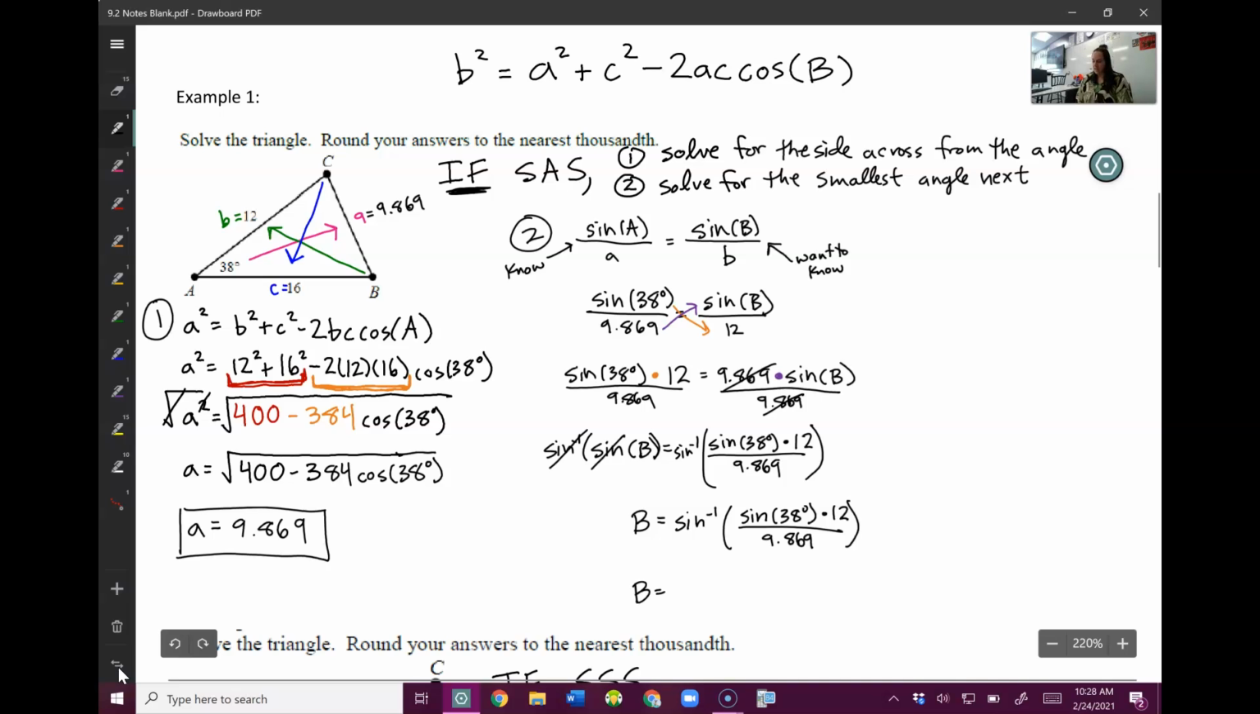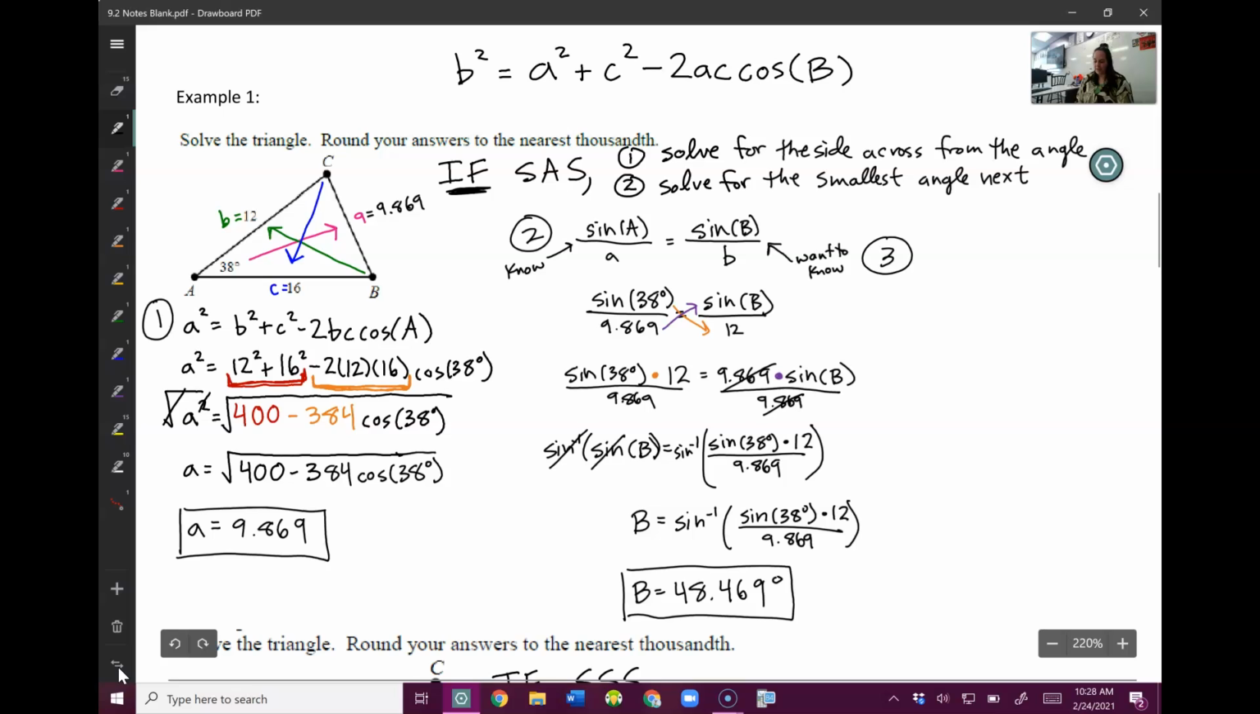Next, I just need to type all that into my calculator. And if you type all that in, you should get 48.469. 3 decimals, because that's what we do this chapter. Don't forget your degree symbol, because this is a capital letter. Anytime we have capital letters, we should end in degrees.